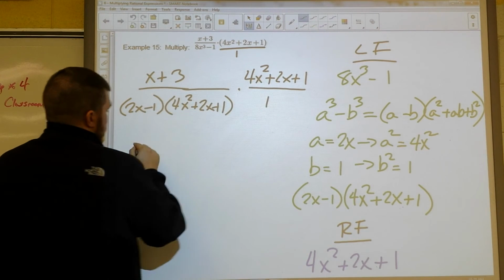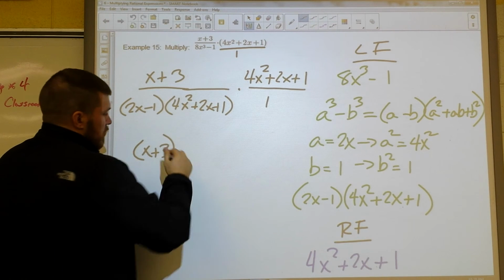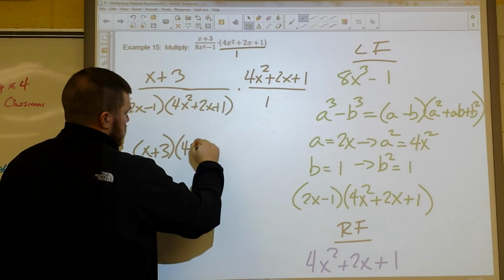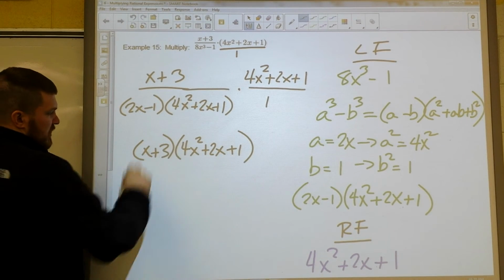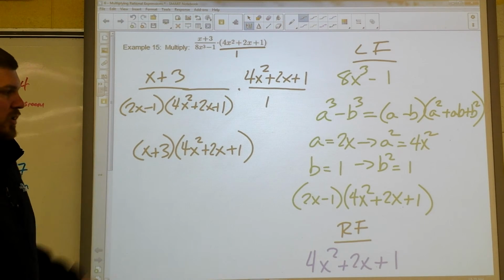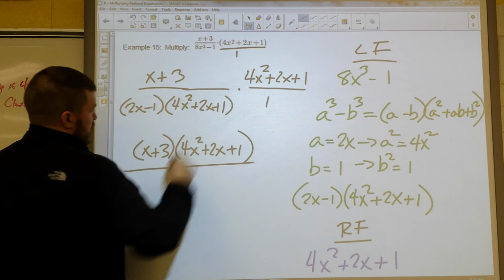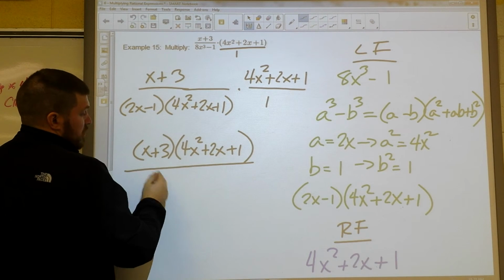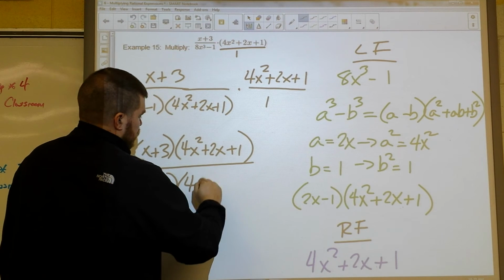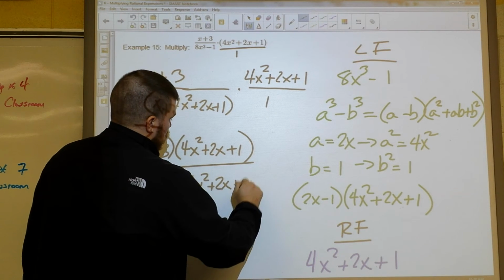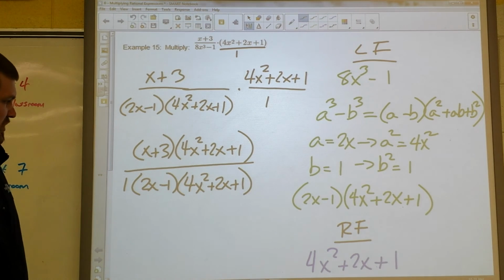So at the top, I'm going to have x plus 3. Be sure you put your pieces in parentheses, though. That's important. Times 4x squared plus 2x plus 1. So again, I have parentheses beside parentheses, which indicates multiplication. So technically, I've done my multiplication up top. Now multiply straight across for the bottom. Again, just parentheses beside parentheses. And we're multiplying by 1, so I'm going to just set that 1 outside.